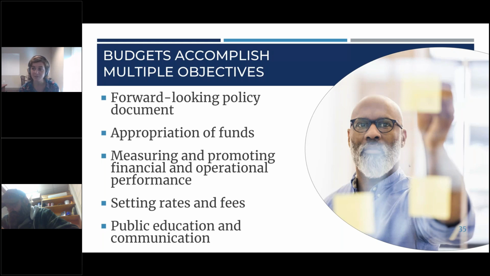They appropriate funds. So the budget basically says how much each department, each utility, what their revenues are going to look like over the course of the year. Many budgets will sometimes measure financial or operational performance. So they'll evaluate whatever key performance indicators they're interested in within the budget itself. The budget will set rates and fees. That could be for water and wastewater. It could be for other services that are provided by the local government.